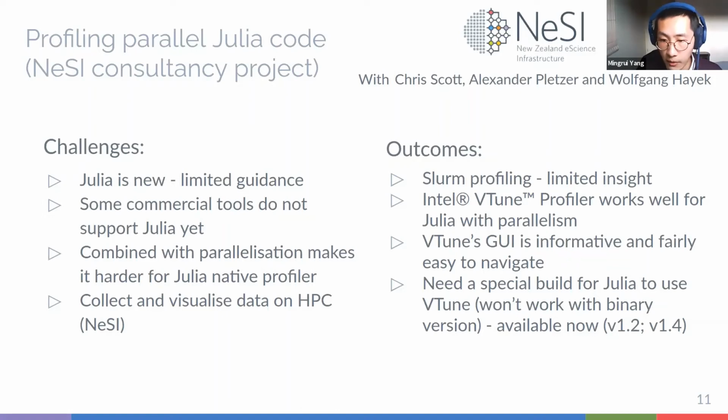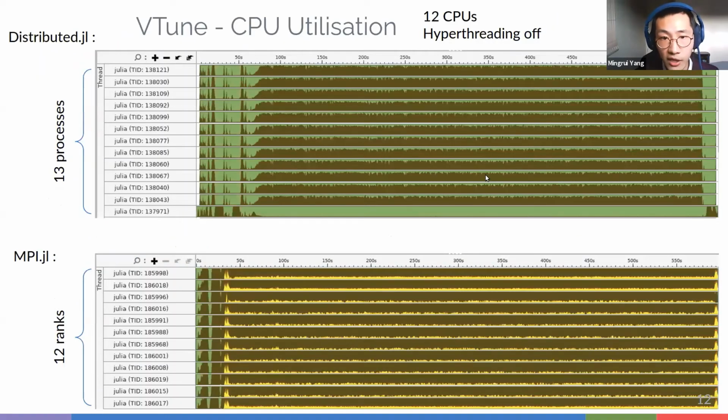However, one thing is a special build of Julia from the source needs to be built by the Massey managers to enable the profiling feature. For now, Julia versions 1.2 and 1.4 have the profiling functionality enabled. Let's take a quick look at what kind of information you can get from this profiling.